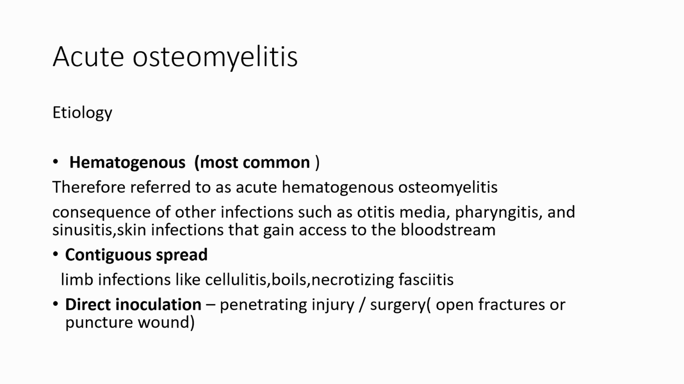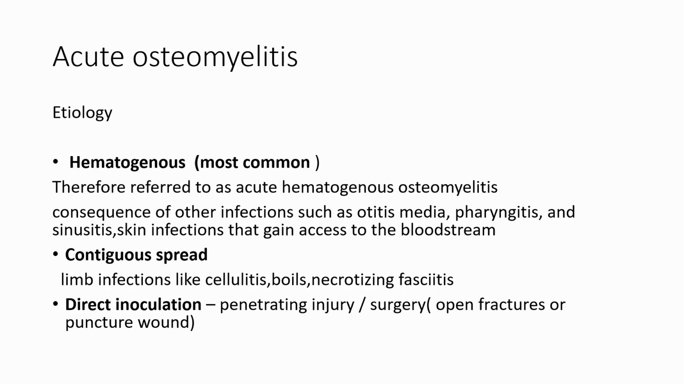So for acute osteomyelitis, the etiology consists of haematogenous spread, contiguous spread, and direct inoculation. Haematogenous spread in children occurs as a consequence of other infections such as otitis media, pharyngitis, sinusitis, and skin infections that gain access to the bloodstream. So it is referred to as acute haematogenous osteomyelitis.